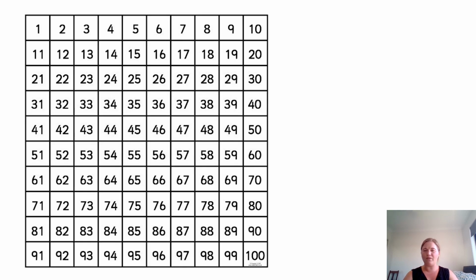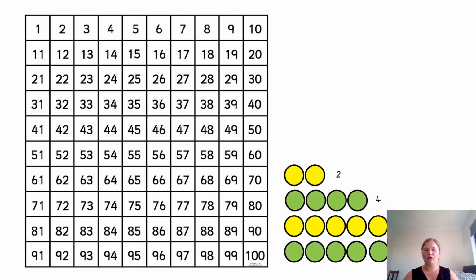Now we're going to have a look at that pattern again, and see if we can record that pattern on a hundreds chart. We started with the number 2. So I'm going to be using my highlighter now to highlight the number 2 on this hundreds board. Next, the pattern went 4, then 6, then 8.